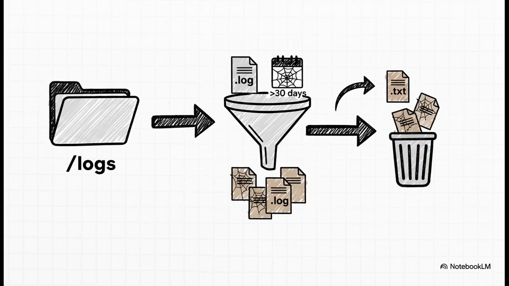This command here tells find to do a few things. First, look inside the /logs directory. Then, find any file whose name ends in .log. And here's the magic part. Only show me the ones that haven't been modified in more than 30 days. See how useful that is?